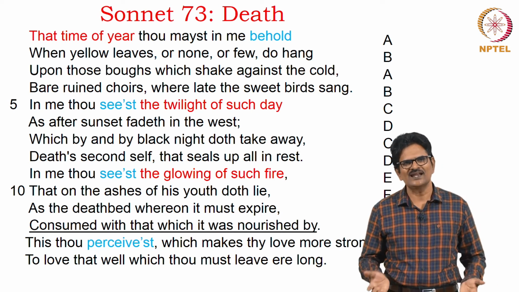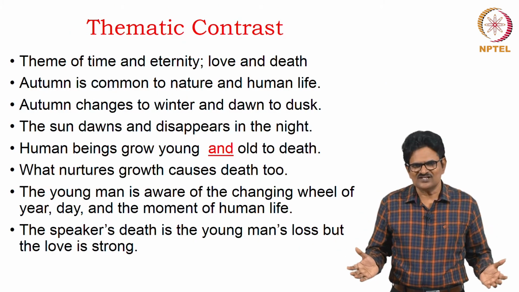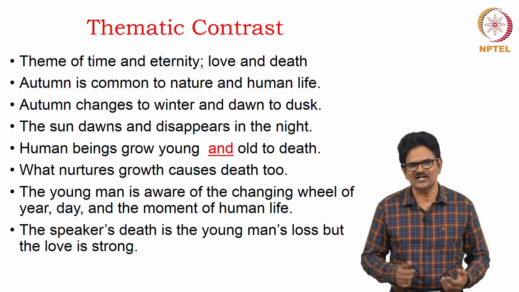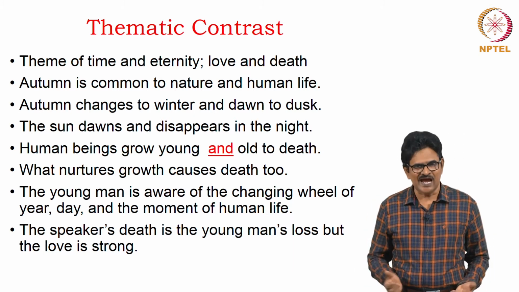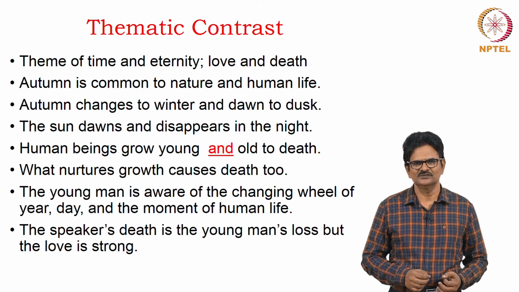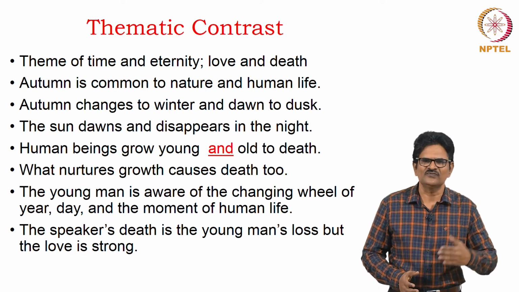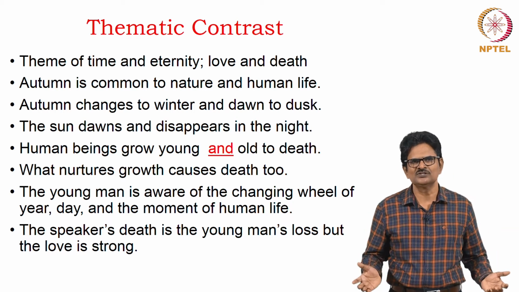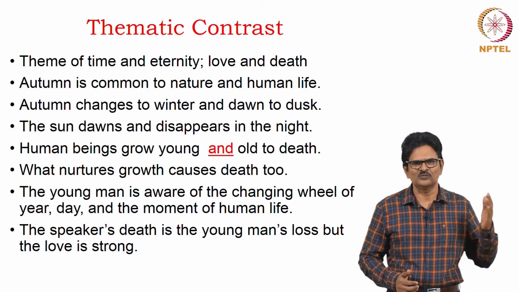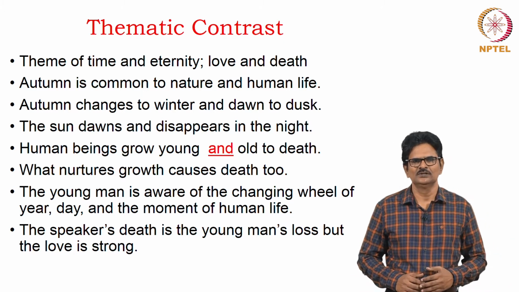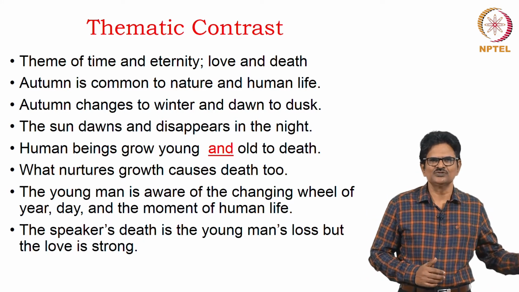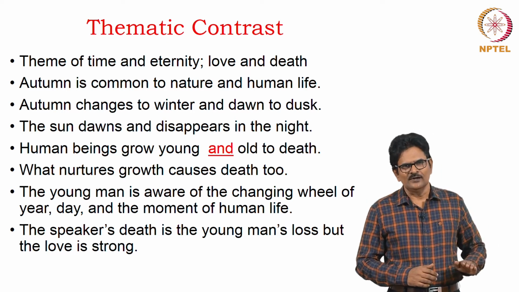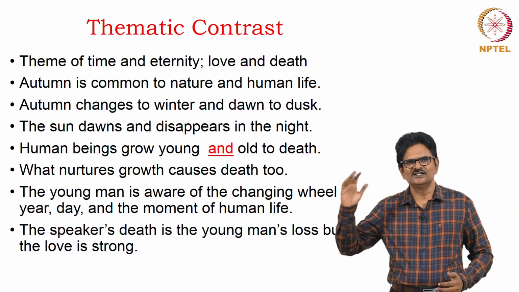Let us now analyze the poem. The thematic contrast that we have in this poem is all about life and death, implicitly is about love. The theme of time and eternity is what we have, which is contrasted with the theme of love and death. First we see autumn, which is common to nature and human life. At one point of time we have to face autumn, and then this autumn changes to winter, like dawn becoming dusk. The sun appears in the dawn and it disappears in the night.